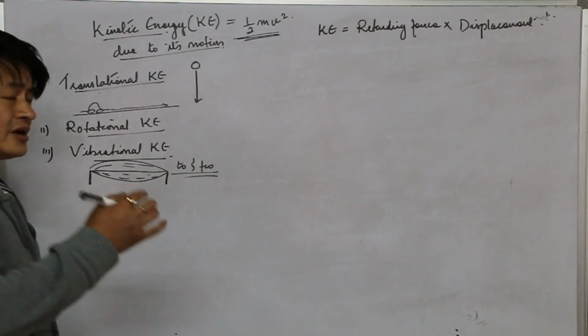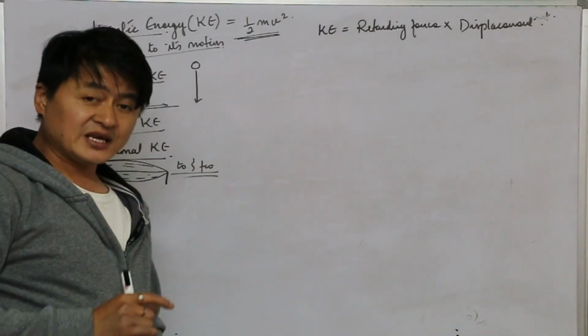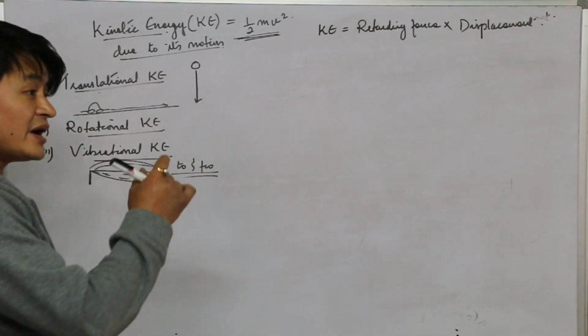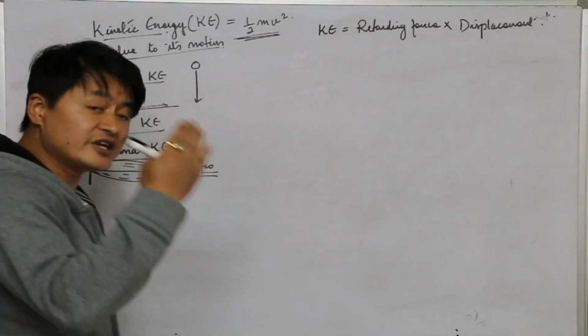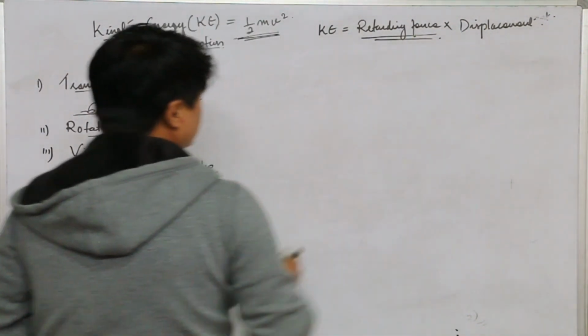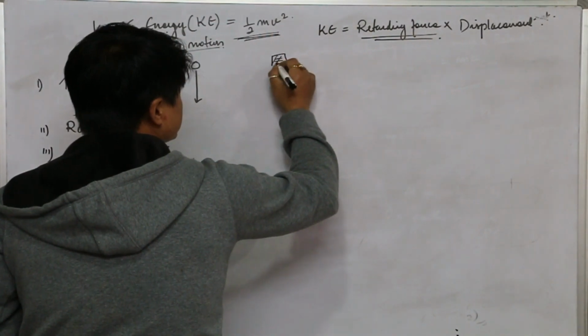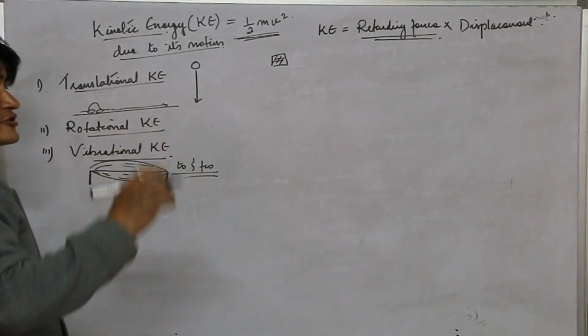We can say that the kinetic energy possessed by a moving body is equal to the work done by the moving body before it comes to rest. It is the retarding force. So let's take one example. If we have a body which is already moving with a certain velocity.